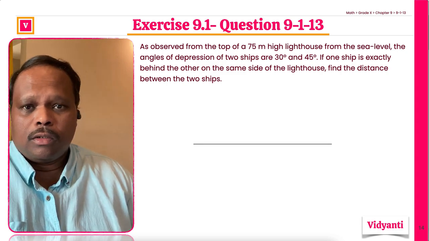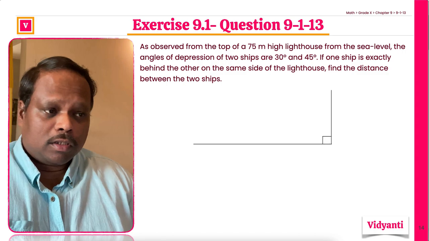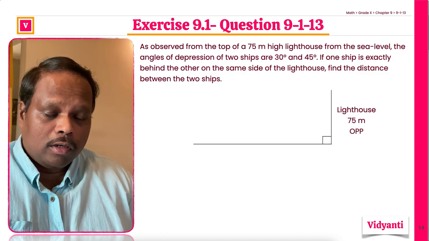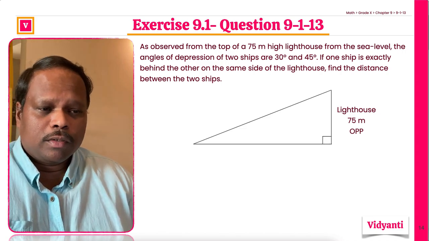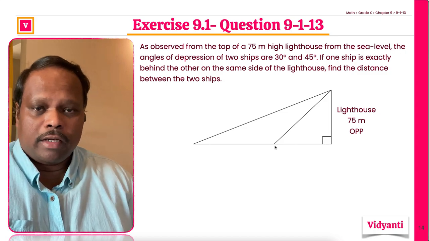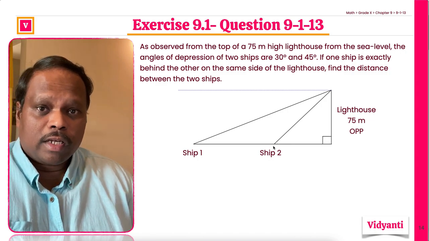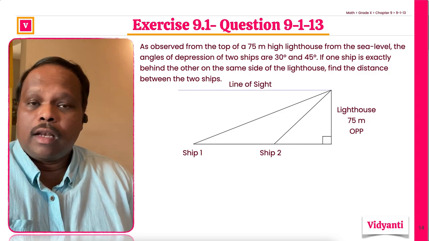Let's draw a line to represent the sea level, and we have a lighthouse which is perpendicular to the ground, and the lighthouse has been given as 75 meters tall, and this will eventually represent the opposite side. Now there are two ships, one at this location farther from the lighthouse, and second at this location slightly closer to the lighthouse. Let's name them ship 1 and ship 2. This dotted line represents the line of sight of the observer. Remember, the observer is at the top of the lighthouse, and this is the line of sight.